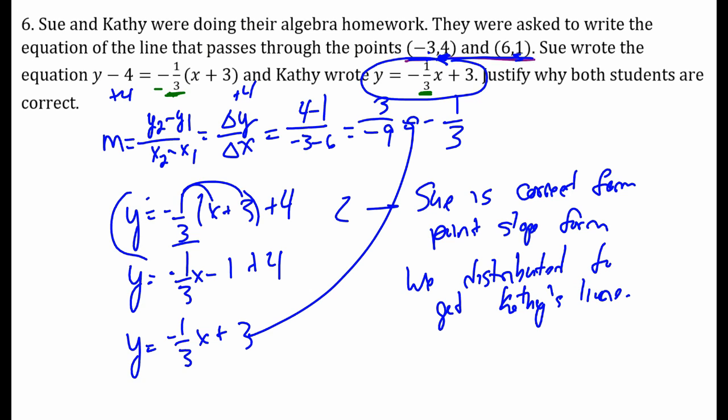This is just one way to answer the question. The probably most straightforward way is to take these points and plug them into both of them and see if they're solutions, see if they work. And they do, because both of those lines do pass through those points. That's probably the most straightforward way. But I wanted to go through slope and go over point slope form again with you.